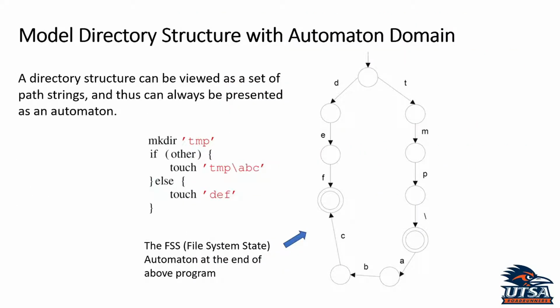The key idea of our work is that a directory structure or a file system state can be viewed as a set of path strings, and thus it can always be represented as an automaton. For example, in the following sample code, we make a temp directory, and then in some cases we touch ABC inside it, in other cases we touch DEF outside it. On the right-hand side we show the file system state automaton at the end of the above program, that is, the abstract state of the file system at the end of running the script.